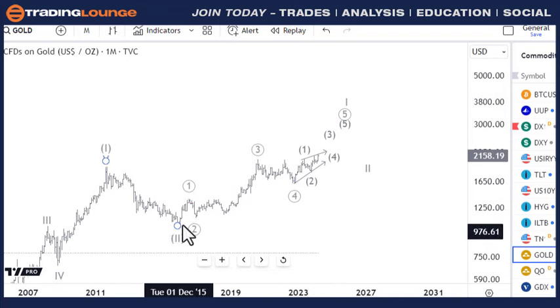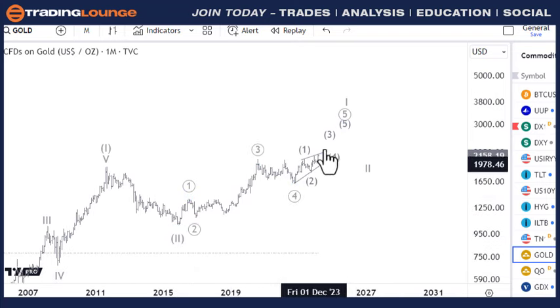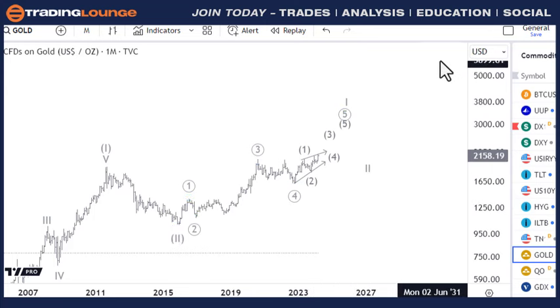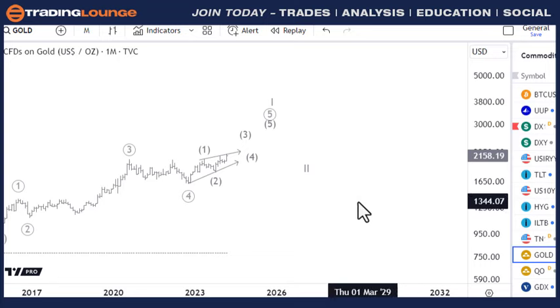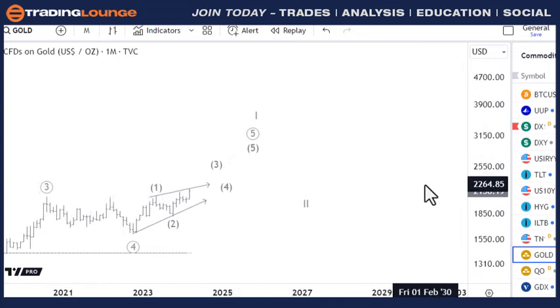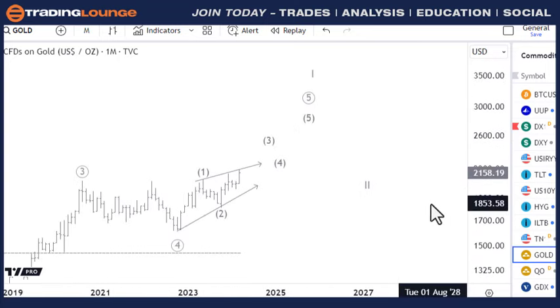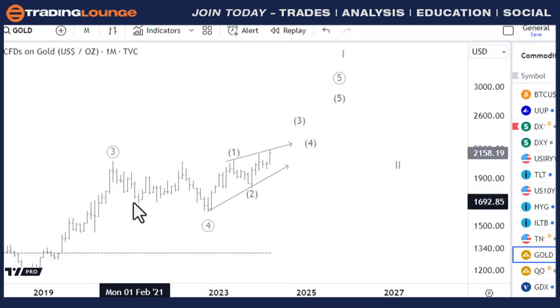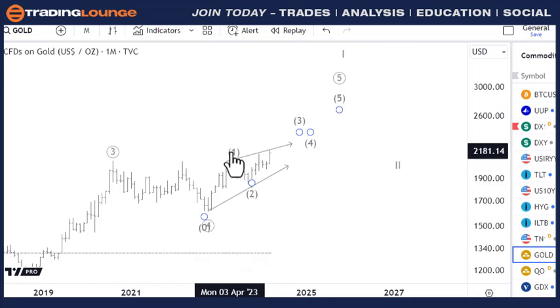All I'm saying is I've got this here as one, two, three, four, and then up here, five waves up here for one and two, and then continuing higher. So that's a bigger bullish picture. So anyway, that's that. So the question is, I think most Elliott people agree that we've got three and an A and a B and a C for four here and up for one and two.